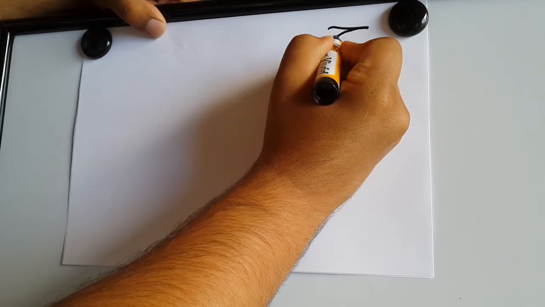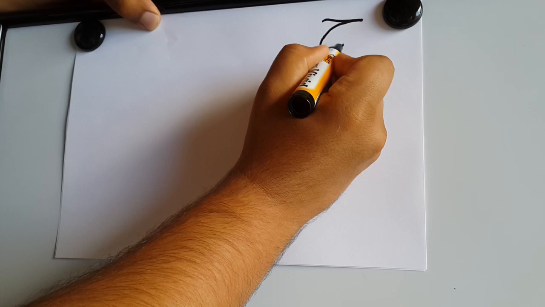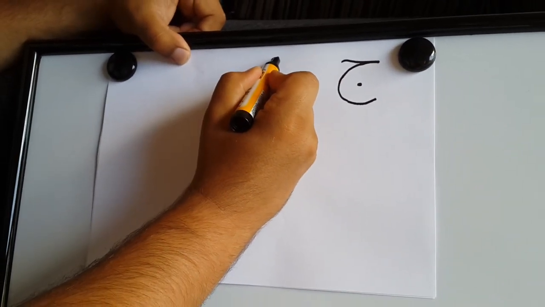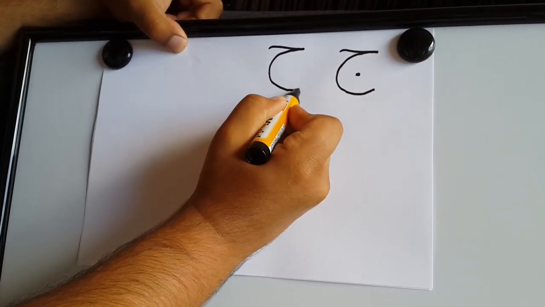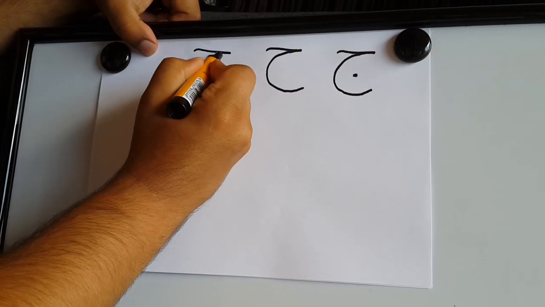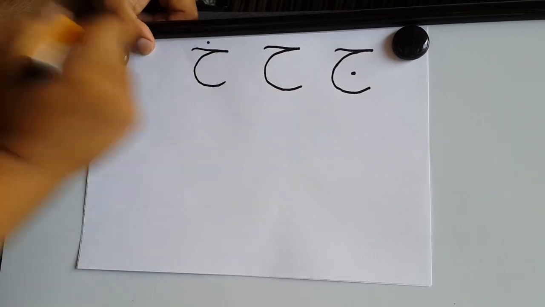Letter is Jim. This is the way we write it. Jim with one dot. Ha, the same. And then next is Kha with one dot here above.